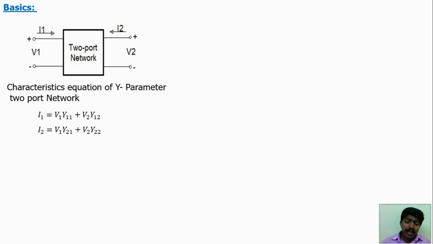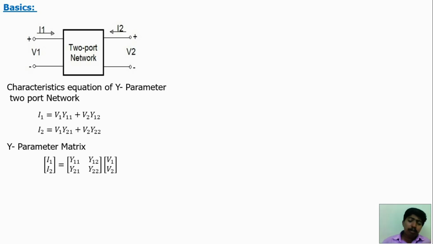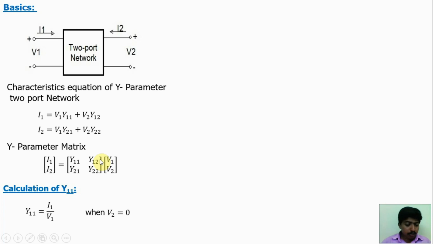So we may write this equation as a matrix like that. This is the Y parameter matrix. Now how to calculate Y11? From this equation, if V2 is equal to 0, then Y11 is equal to I1 by V1. When V2 is equal to 0, Y11 is equal to I1 by V1. I by V is equal to admittance. Okay.